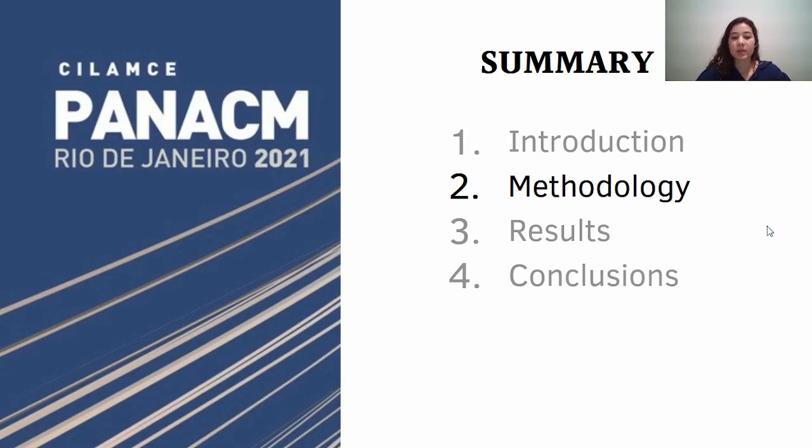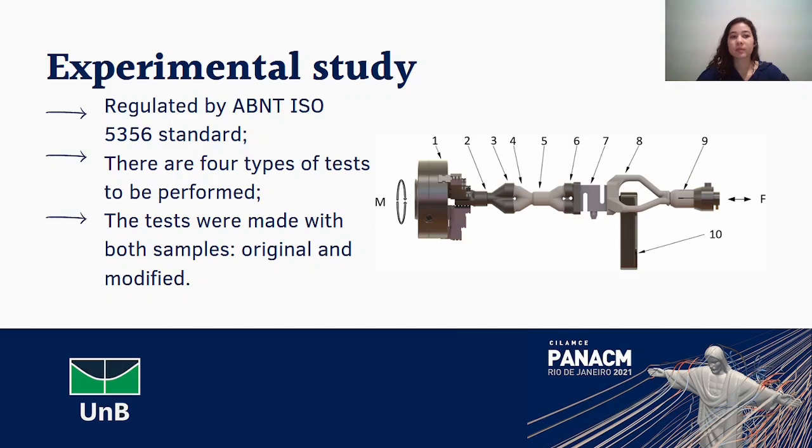The methodology was divided into experimental and numerical parts. The experimental study was regulated by the ABNT ISO 5356 standard. There are 4 types of tests to be performed: coupling with cones, leak tests, drop tests, and measurements of diameters. The tests were made with both samples, original and modified. Here on the right, you can see the benchtop apparatus for performing the tests.